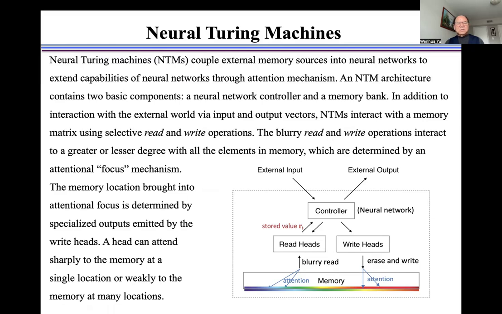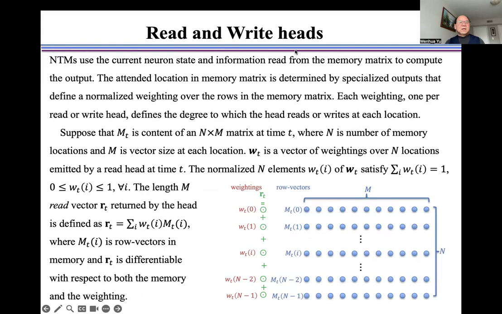The memory location brought into attentional focus is determined by specialized outputs emitted by the write head. The head can attend sharply to the memory at a single location or weakly to the memory at many locations. NTMs use the current neural state and information read from the memory matrix to compute the output.